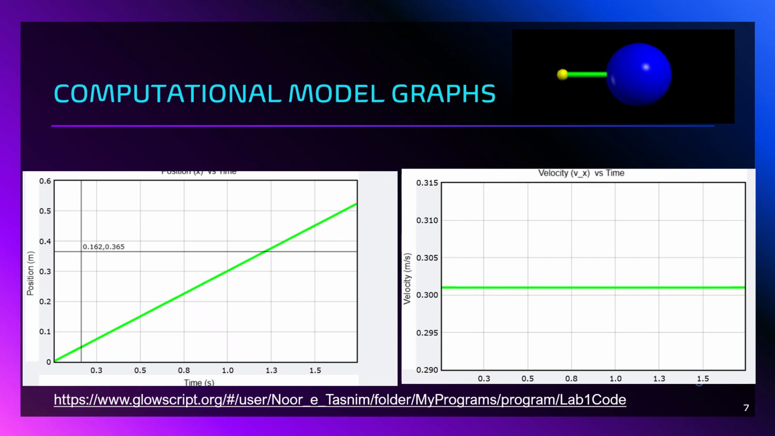And here we can see that on the velocity-time graph, the velocity isn't changing because we can see that the slope is 0. So the velocity is constant throughout the whole motion of the object. However, the position is changing linearly. So it's changing constantly with a constant velocity.